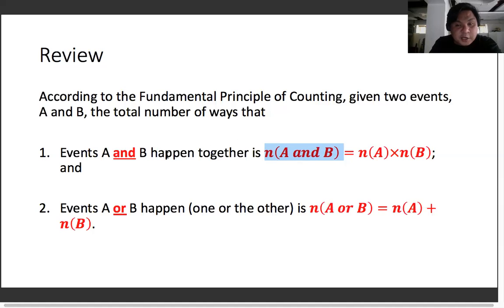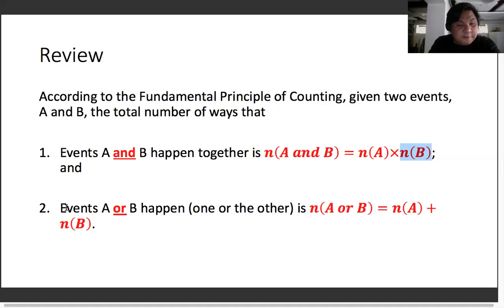So if two events are to happen together either simultaneously or one after the other, you need to multiply the number of ways each event happens. If the number of ways event A happens is 6 ways, and the number of ways that event B happens is 5 ways, therefore, the total number of ways that event A and B happens would just be 6 times 5, which is 30.